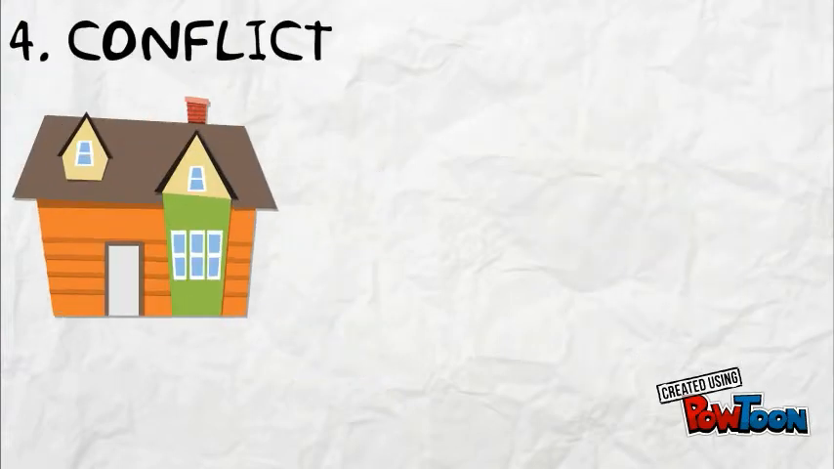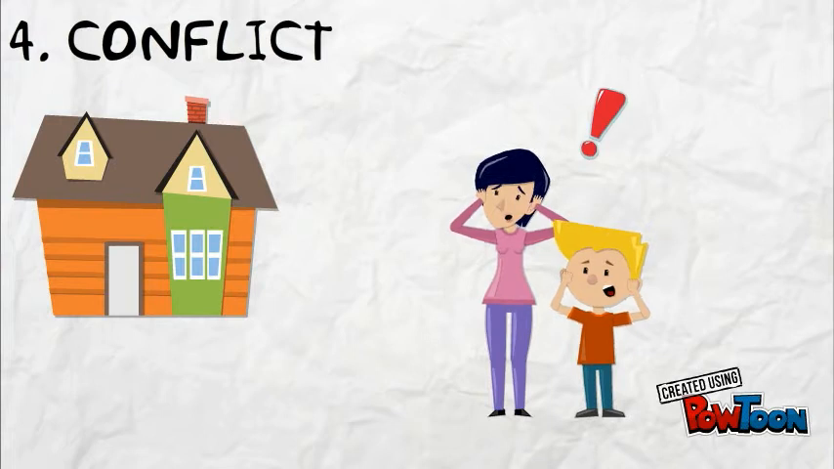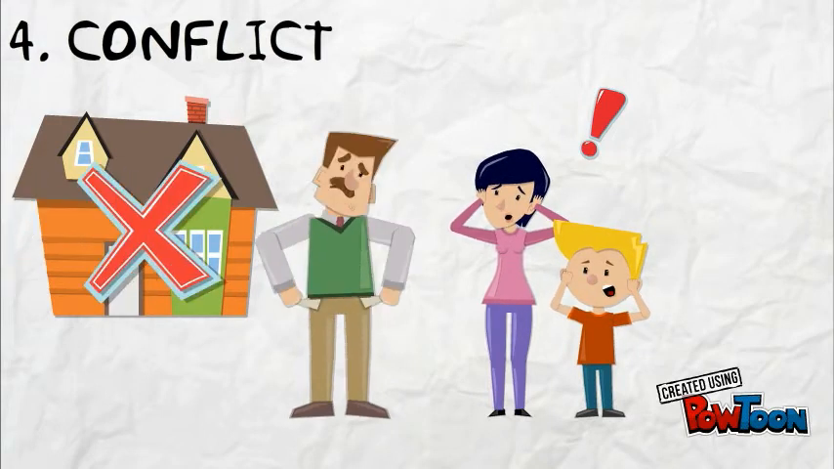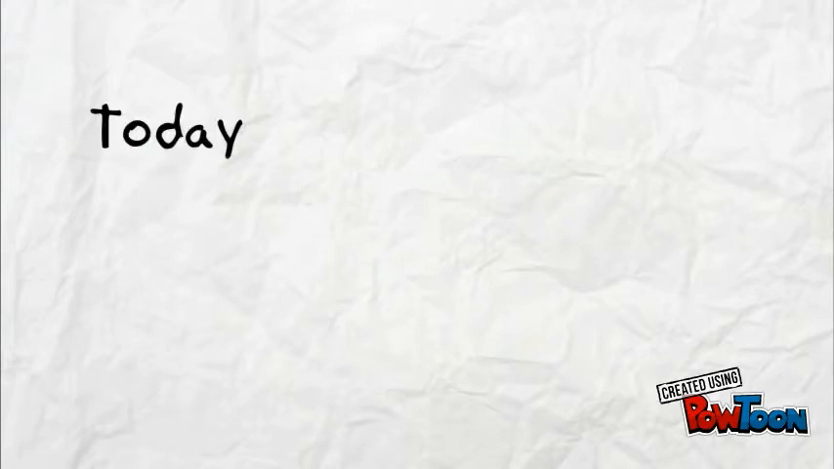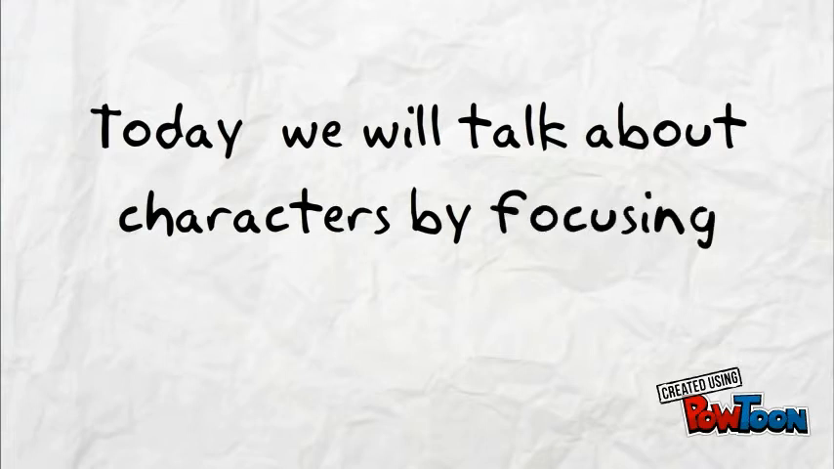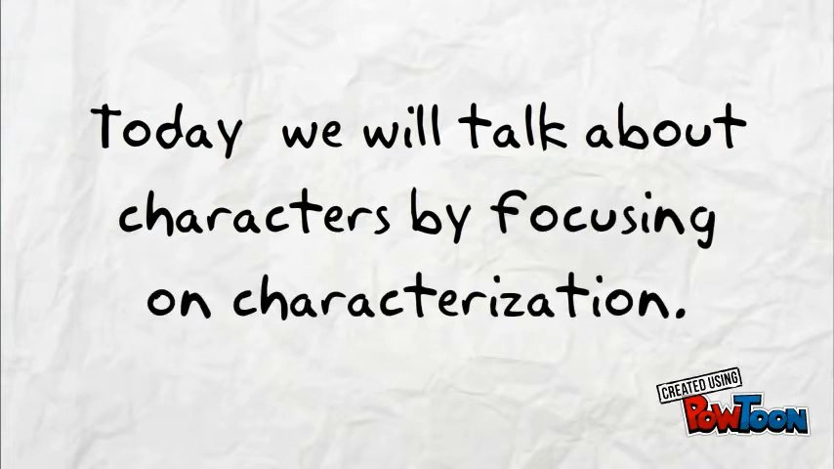As we've already learned, conflict is a problem that the character faces, and there are 2 types: internal and external. Characters are the people, animals, and things that the author brings to life in their story. One way in which the authors bring their characters to life is through characterization, and we will be focusing on that for today's lesson.